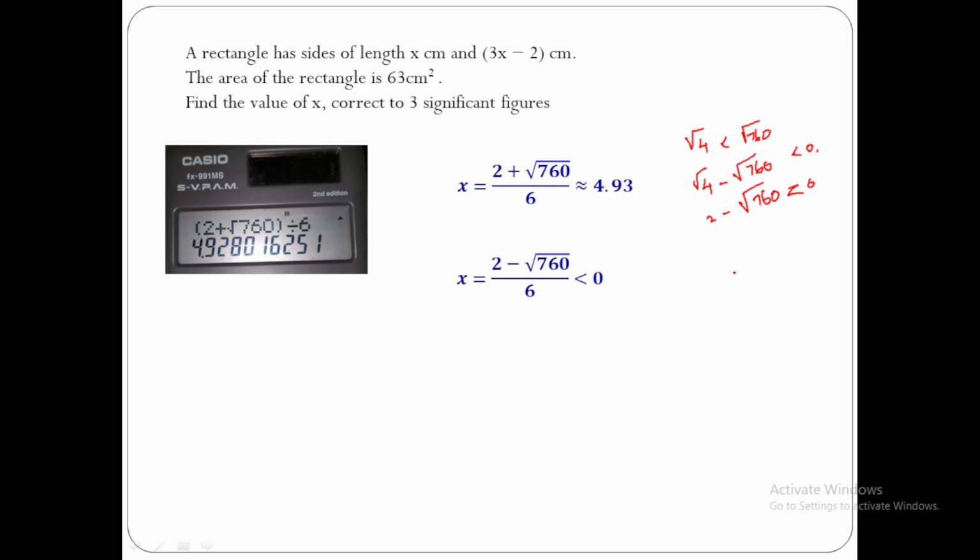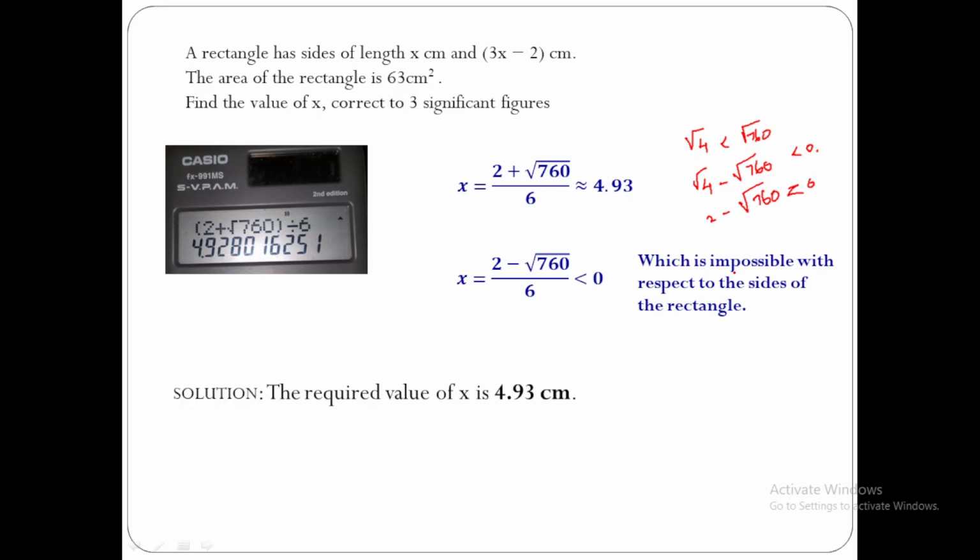But here x is one side of the rectangle. So this is not possible because the sides of a rectangle won't be a negative value. So in conclusion, the value of x is 4.93 centimeter. As it's a variable, we need not write the centimeter, but here x is the length of a side, so we can include the centimeter in our answer. Okay. Shall we proceed to the next problem?